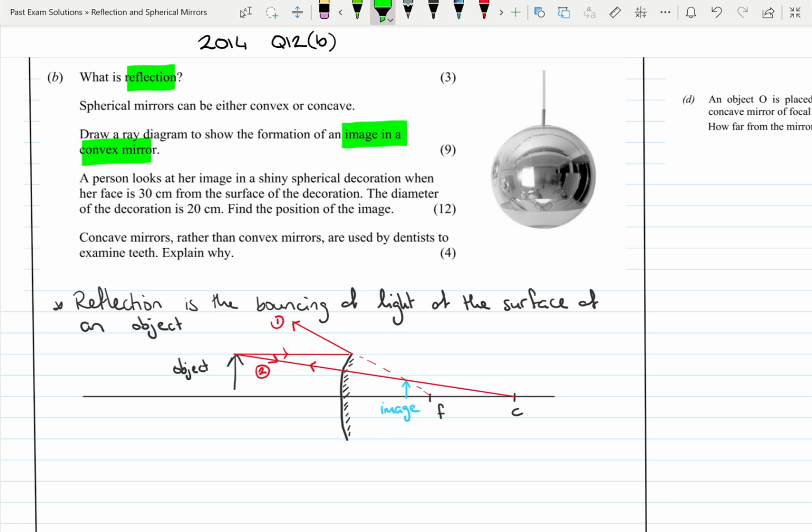A person looks at a shiny spherical decoration when her face is 30 centimeters from the surface. So that is the object in this case. It's her face, 30 centimeters from the surface of the decoration, and the diameter of the decoration is 20 centimeters. We want to find the position of the image. So that's what we've been asked to find.